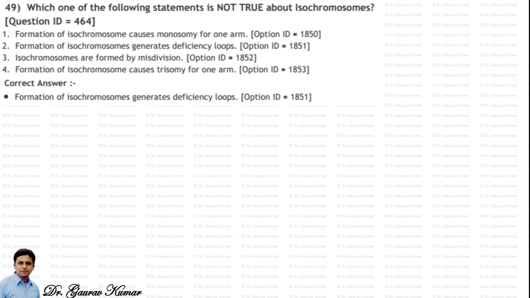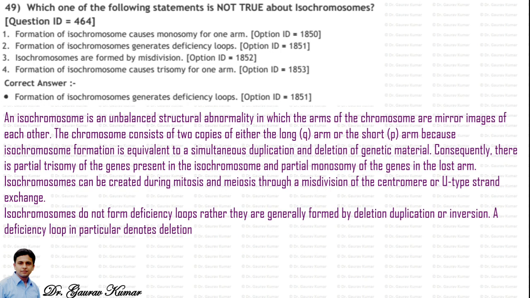Next question: which one of the following statements is not true about isochromosomes? The answer is that formation of isochromosomes generates a deficiency loop. Yes, it is wrong. Let's read a little bit about it.